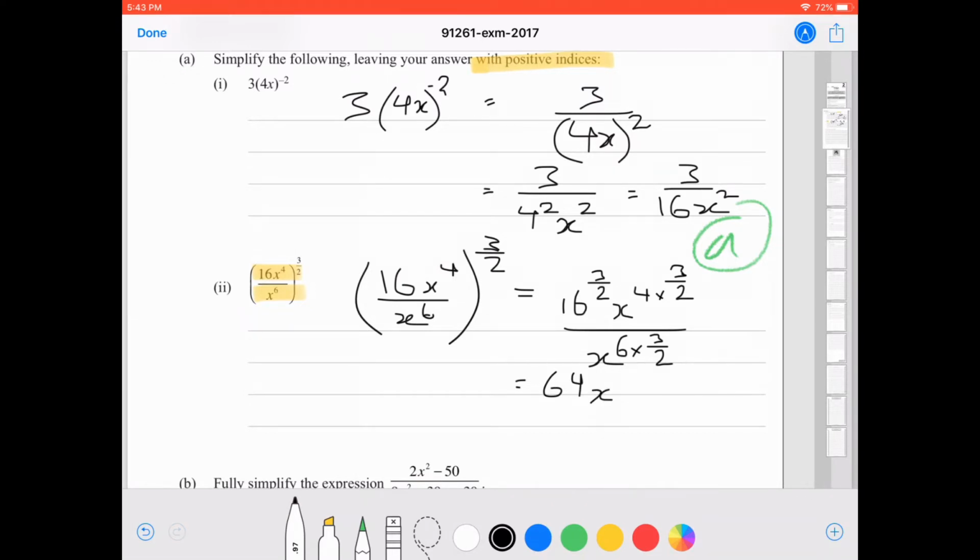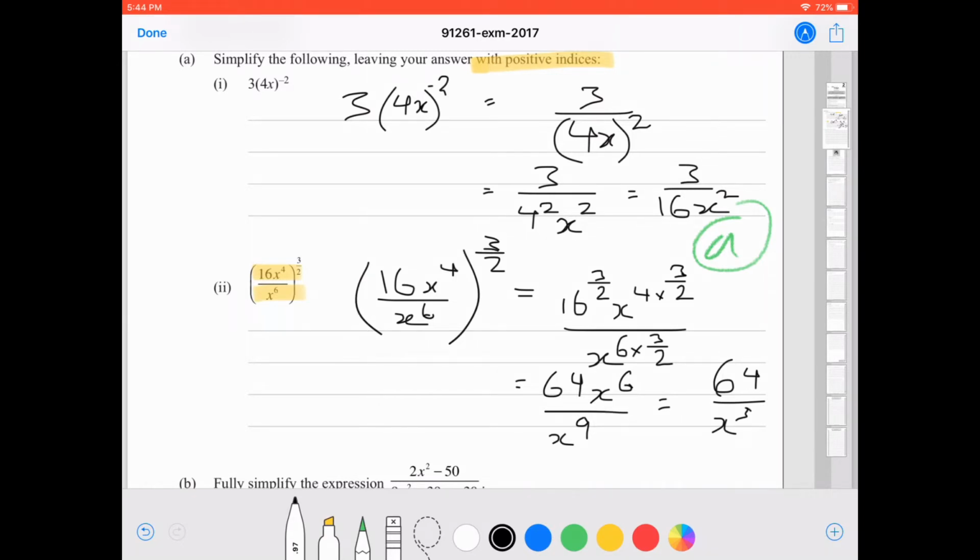x, now it's 4 times 3 is 12, over 2 is 6, over x to the power of 18 over 2, so that's 9. And now simplifying this, we're dividing x^6 over x^9, and so we subtract the indices, so we get 64 over x to the power of 3 here.